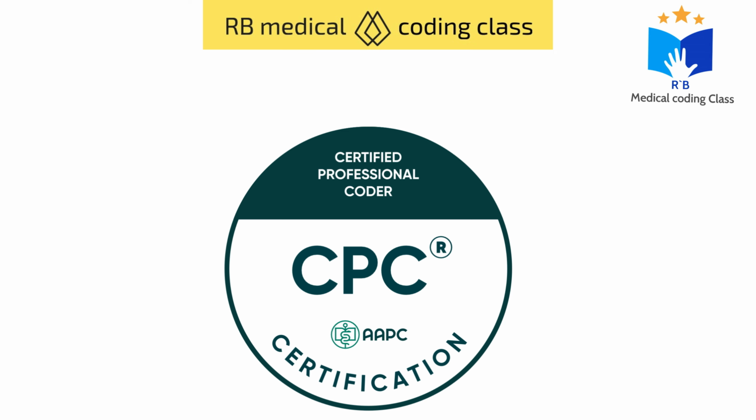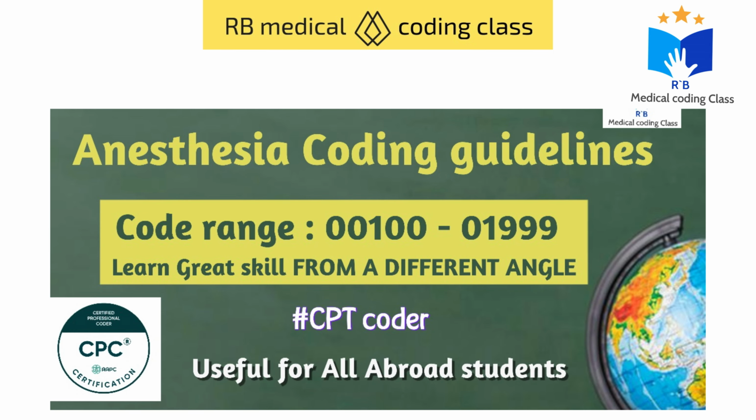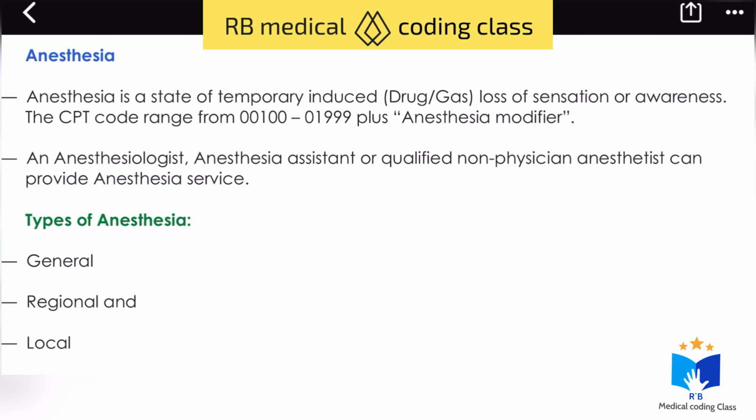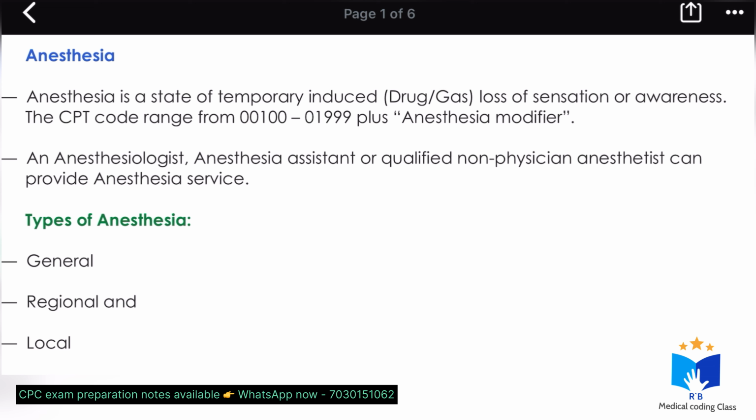In this video I will discuss anesthesia coding guidelines. So don't skip the video. Let's start. Anesthesia codes range from 00100 to 01999, including anesthesia modifiers.